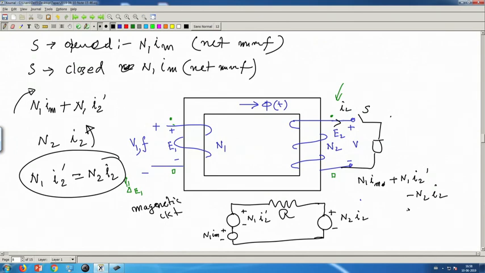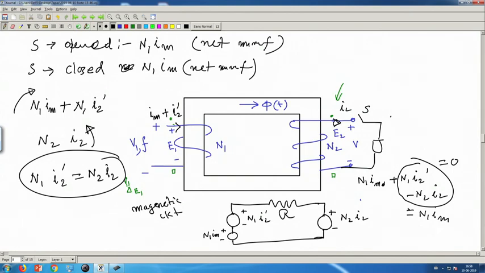And this has to be equal to N1 IM. How can this happen? If these two are equal, this must vanish to 0. That is why the moment you want to draw some current I2, primary will immediately react and draw additional current I2 dashed on top of IM, which was vanishingly small, that is fine. So, it will draw a current of IM.